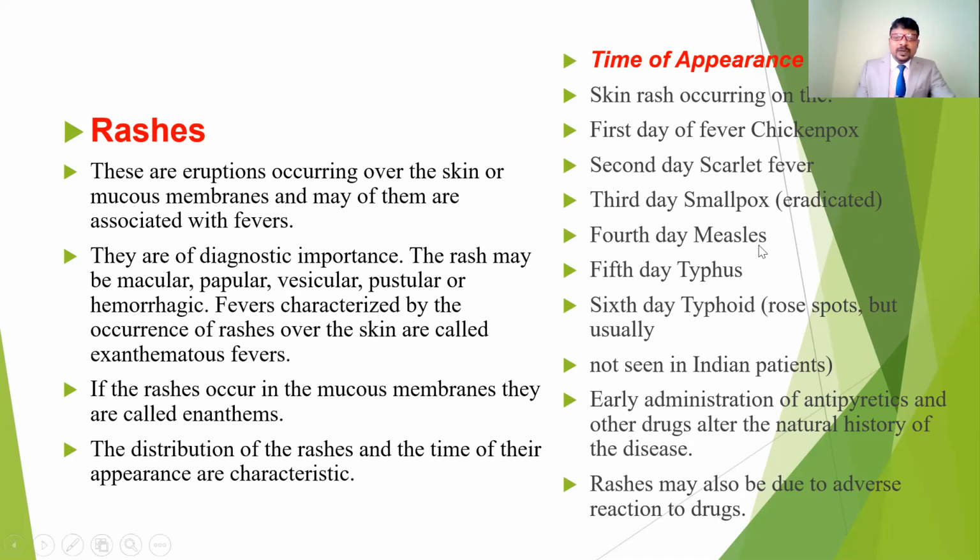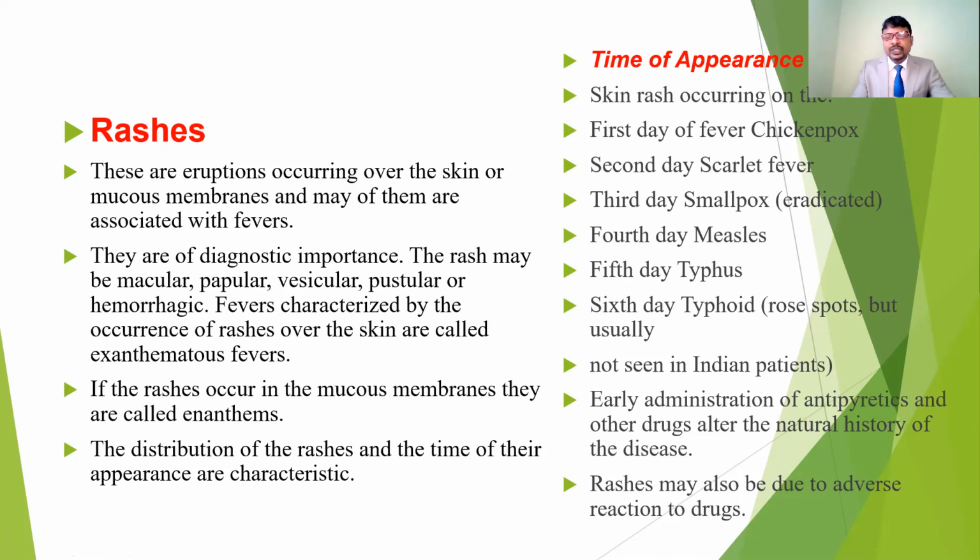Second day of the fever, it is scarlet fever. There may be a sore throat along with the fever, and rashes on the second day are commonly seen in scarlet fever. Next, the third day: if the rash appears on the third day, it is called smallpox. But nowadays smallpox is not available. It's already eradicated. In most countries there is no smallpox now, after we got advanced vaccinations.